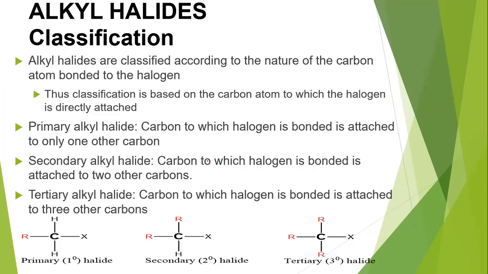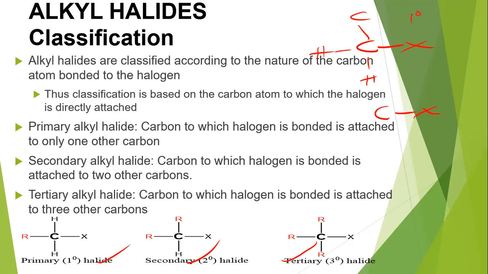Classifications of alkyl halides. Now, alkyl halides can be classified into primary, secondary, and tertiary, depending on the number of carbons directly bonded to the carbon bearing the halogen. Very simple, right? So assuming this is the carbon bearing the halogen X, right? Now, if this carbon is bonded to only one other carbon, carbon forms 4 bonds. So if this one is bonded to one carbon, it means the other bonds are hydrogens, right? We call this a primary alkyl halide.